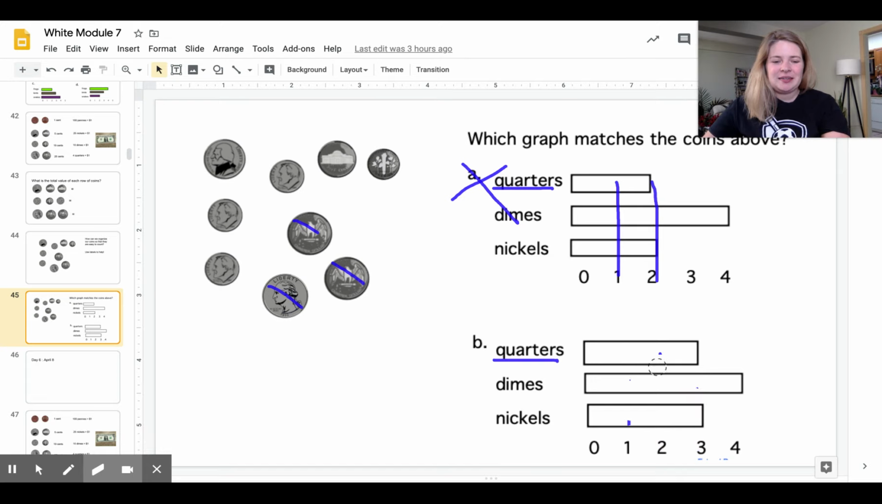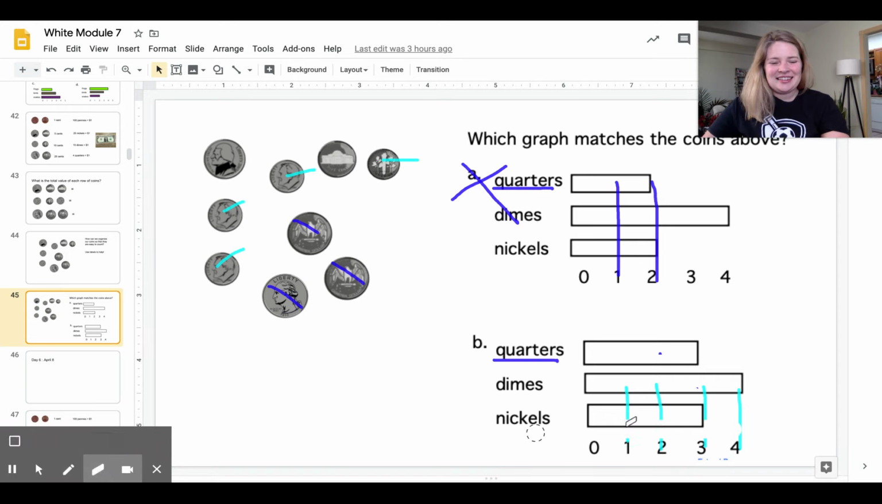Let's look for the dimes. How many dimes do we have in our coins? We have 4 dimes. 1, 2, 3, 4. Let's make sure that our graph is the same. 1, 2, 3, 4. Is it? Yes, it is. Good work.